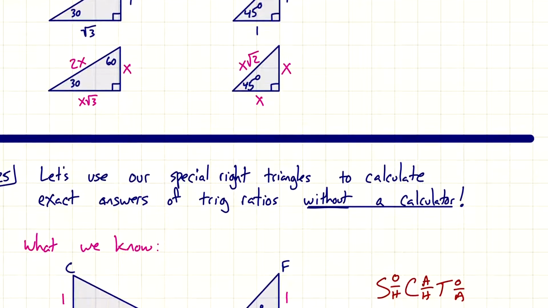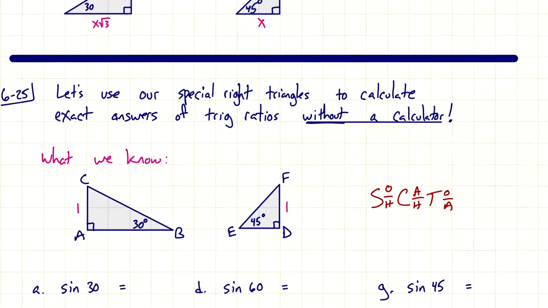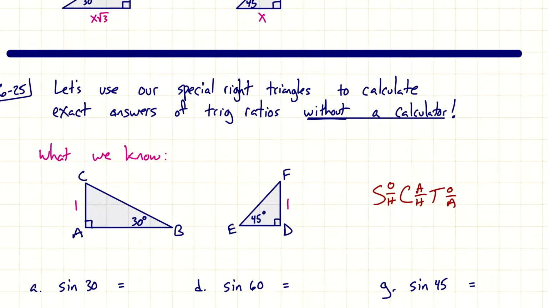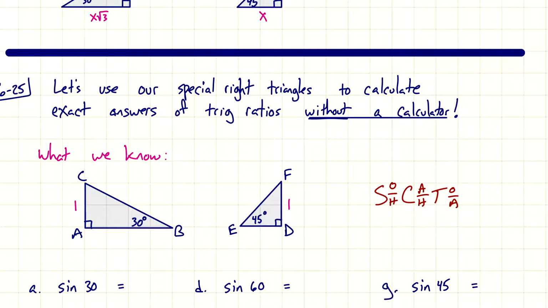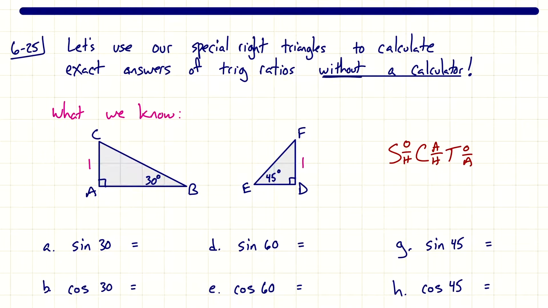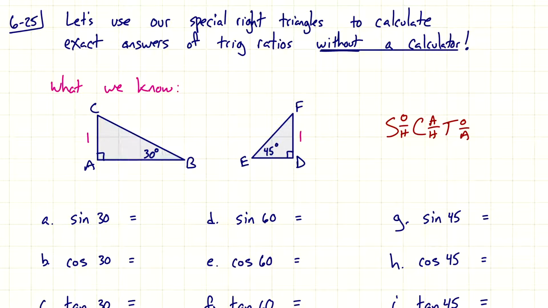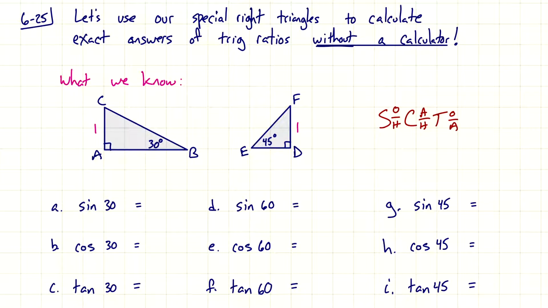What we're going to be looking at today is the Pythagorean identity. We're going to use a little bit of what we've just learned to explore what that identity is. So let's use our special right triangles to calculate the exact answers for trig ratios.